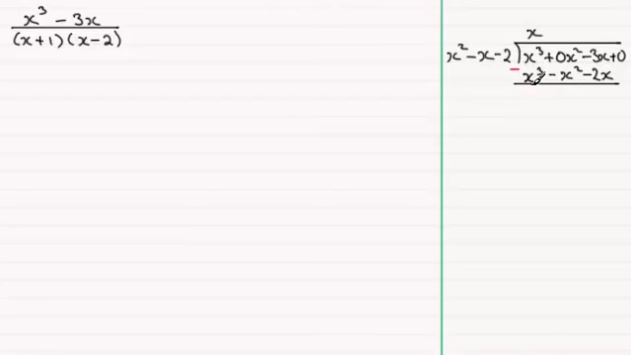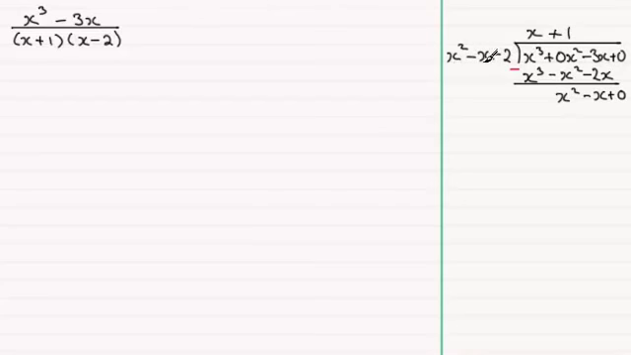So x cubed minus x cubed is no x cubed. We've got no x squared here minus minus x squared, so that's going to be plus x squared. Then we've got minus 3x minus minus 2x. So that's the same as minus 3x plus 2x, so that's going to be minus x. And then we bring down the 0 there. Start again. What do you multiply x squared by to give us x squared here? Well, it's 1. So put plus 1 there.